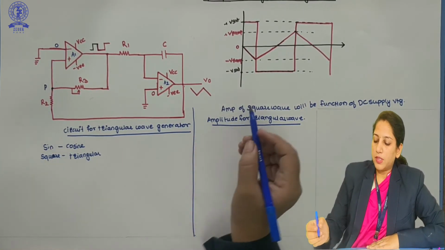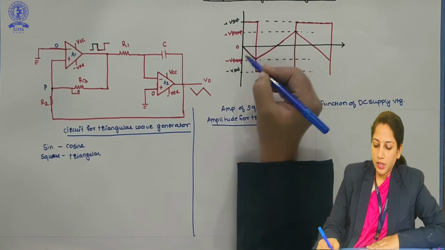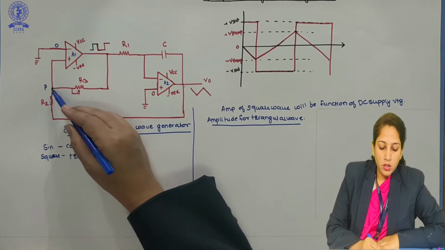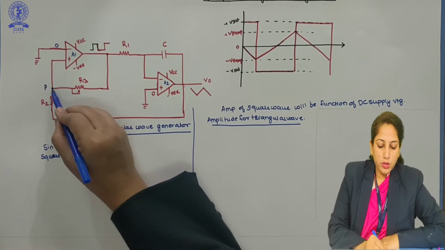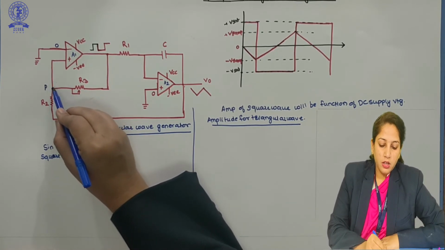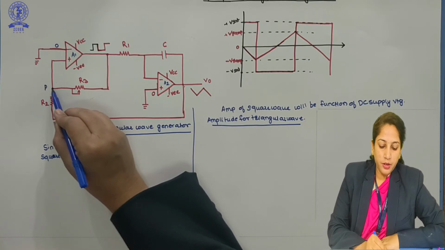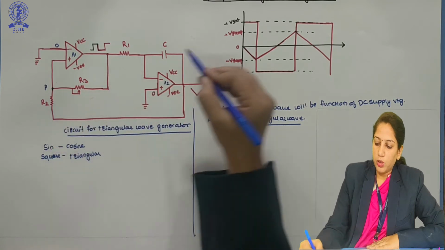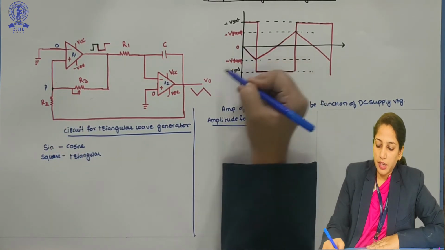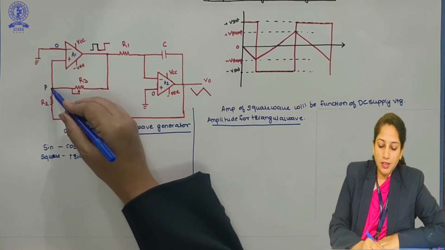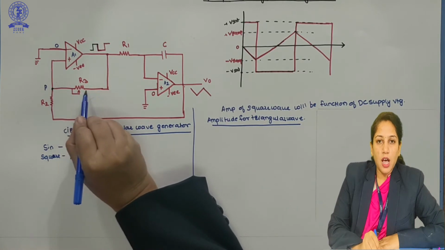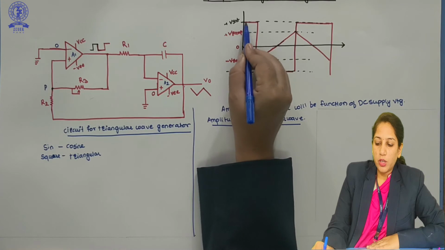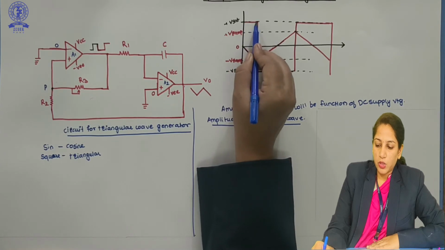So as I have told, V ramp will go on decreasing. Observe this point P, which is a voltage divider point. Here the voltage across R2 will be negative, as there will be a negative-going ramp here, and at the same time the voltage across R3 will be positive V saturation. Okay, so the voltage across this will be positive V saturation.